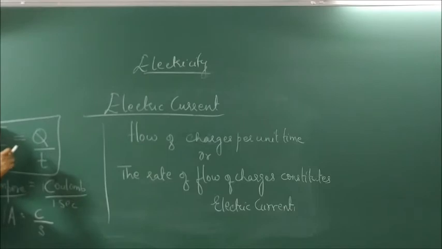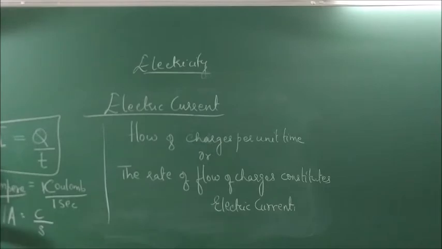Here I can also substitute Q as NE, so I is equal to NE by T. This I is measured in ampere. So the SI unit of current is ampere, denoted as capital A, which is equal to coulombs per second. So 1 ampere is equal to 1 coulomb by 1 second. So how do I define 1 ampere? When 1 coulomb of charge flows through a cross section of a conductor in 1 second, it constitutes a current of 1 ampere.